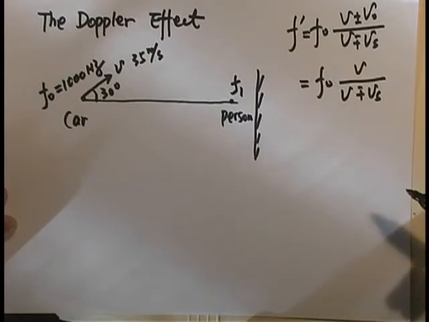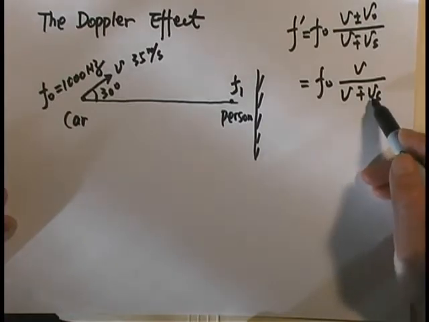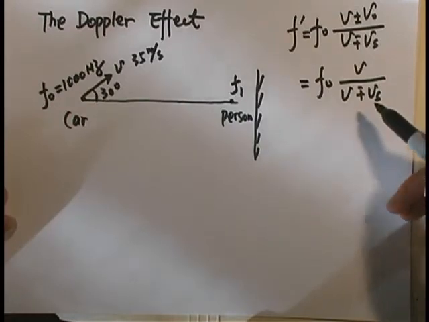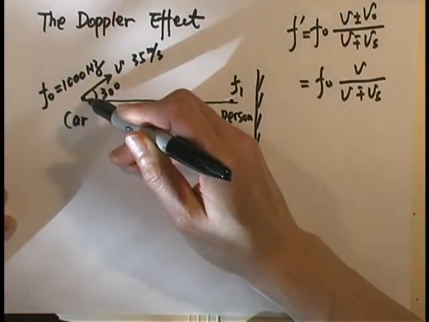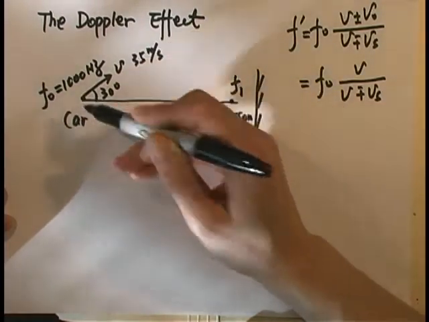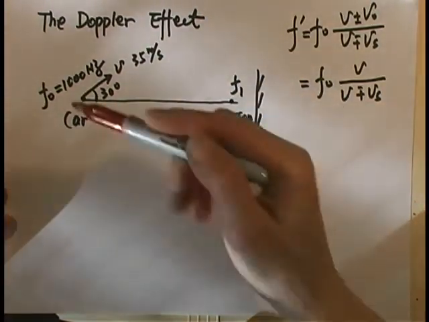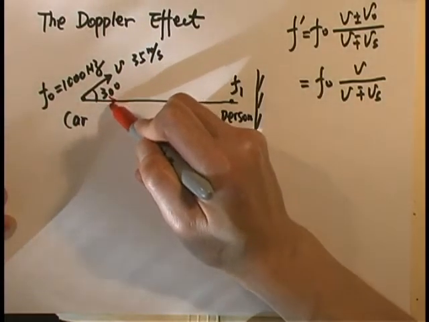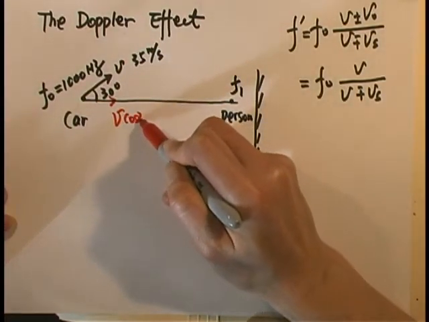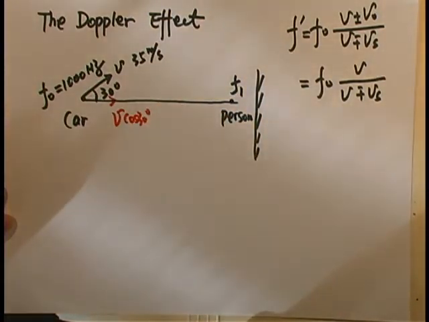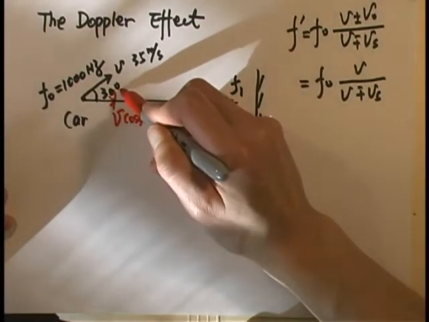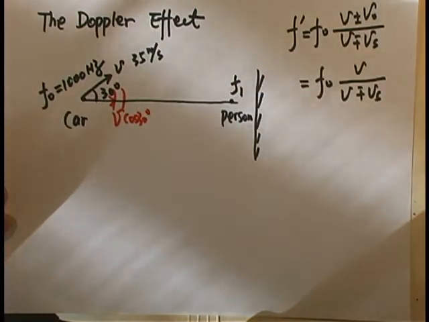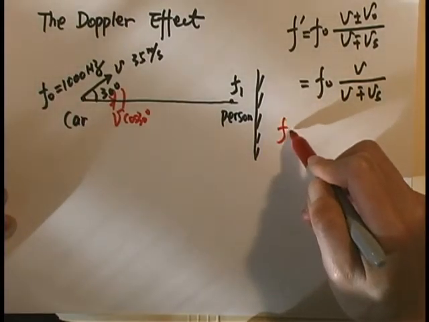But this equation applies to the relative velocity of Vs. Vs has to be along the line of the observer and the source. So therefore, what really counts in this case, which causes the Doppler effect, actually is V cosine 30, because this is the direction between the source and the person. Because the source moves, the wavefront gets compressed, so the wavelength reduces around this motion direction. Knowing that, then it's easy to find f1.